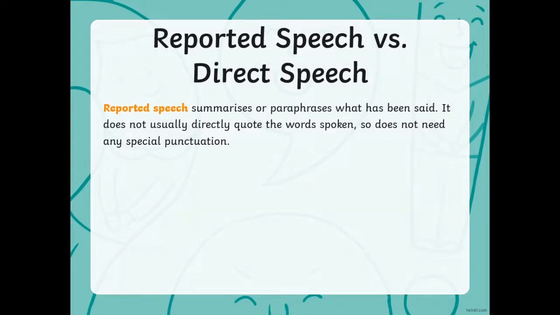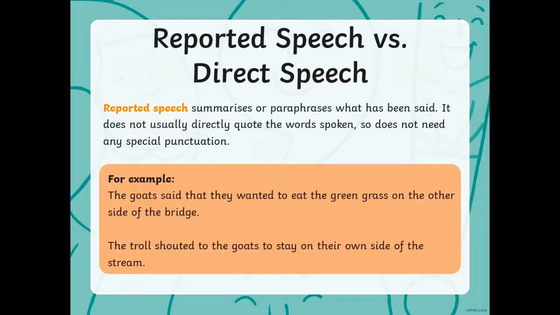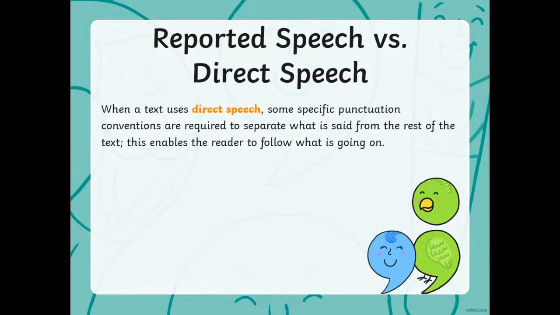Reported speech summarizes what's been said, and it does not usually use direct quotes and does not have any special punctuation. So here's an example of reported speech. The goat said that they wanted to eat the green grass on the other side. They said it, but it's just generally telling us what they said, not exactly what was said. But we're going to be looking at direct speech today, and that's what part of your task is for today.